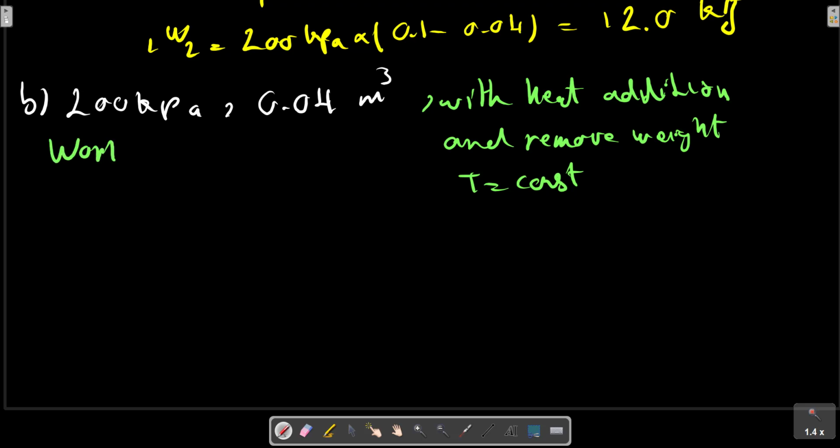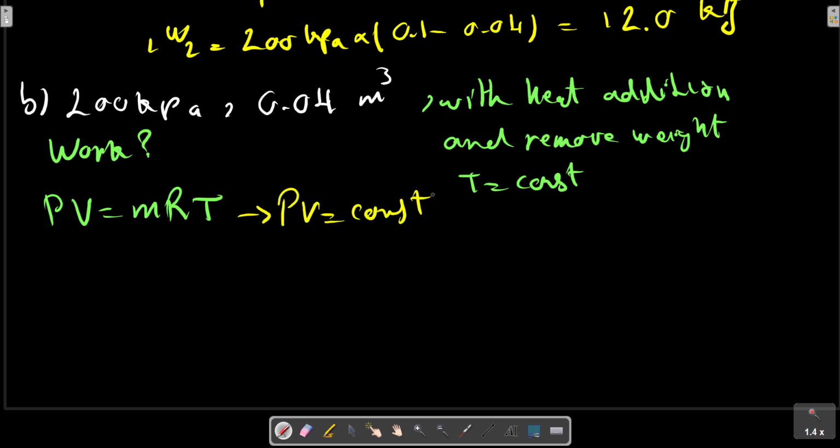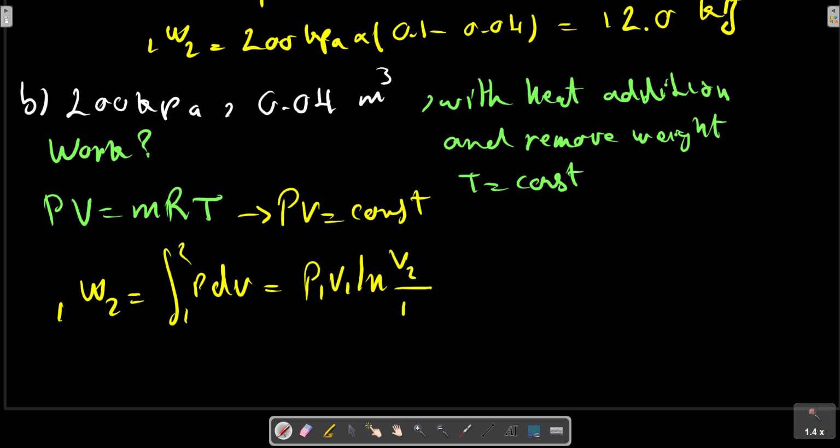What is the work? It is also a quasi-equilibrium process with the relation from the ideal gas. In the case of constant temperature, we can say that PV is constant. So we have the relation PV equals constant. And the second volume is also 0.1.